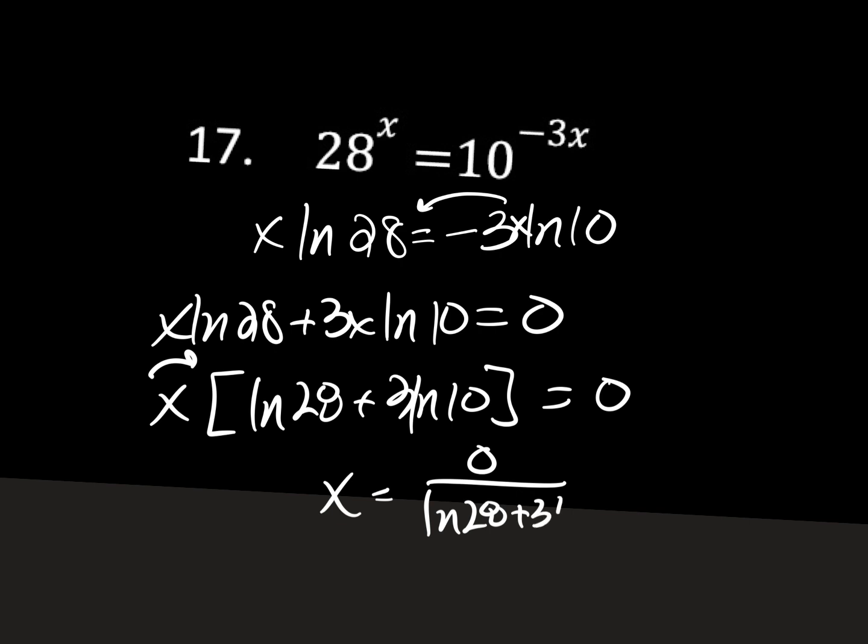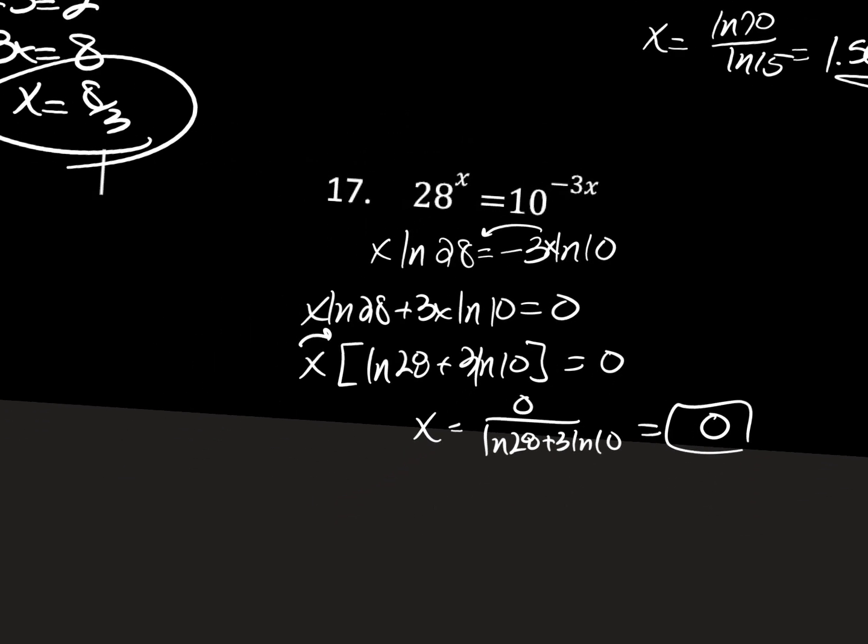And here's the deal about this. If you do 0 divided by anything, you just get 0. All right, if 0's on the bottom, you can't do it. But if 0's on the numerator, you just get 0 every time.